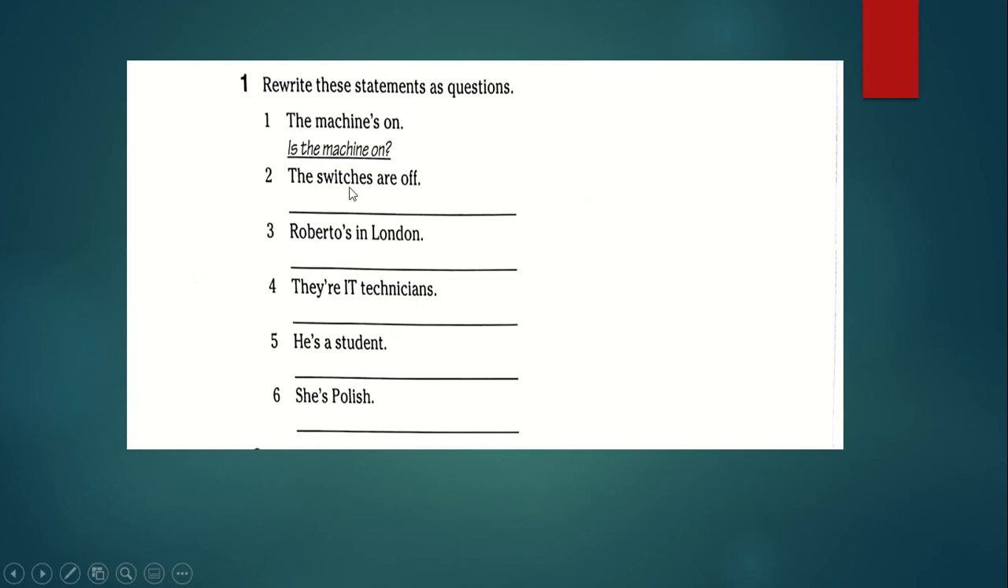Let's look at number 2. Let's do it together also. The switches are off. Here we don't have is, but we have are. What we need to do is the same. We take this are, we put it at the beginning, so it becomes are the switches off? Okay, so here we have is, are, is, and is. Now I ask you please to pause the video, try to answer questions 3 to 6, then come back for checking the answers.